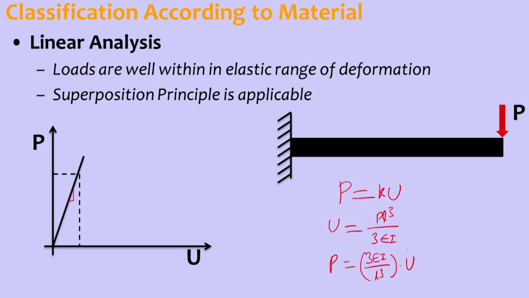So, here we can see that up to this point, load and displacement are proportional, or stiffness is constant. So, that we call linear analysis. Analysis well within the limit of this proportionality goes into linear analysis. Now, the next analysis is nonlinear analysis.